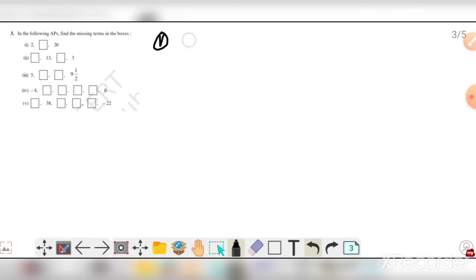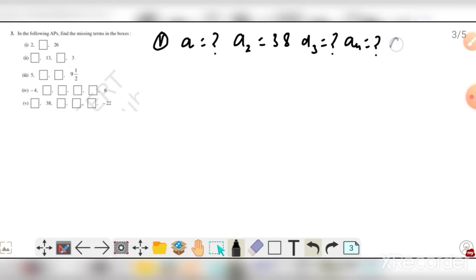In this question, A is not given, A2 is given. A2 is 38. A3 we have to find out. A4 we have to find out. A5 we have to find out, and A6 is given -22. So we have given only 2 terms and A is not given. So we'll go through the second term.